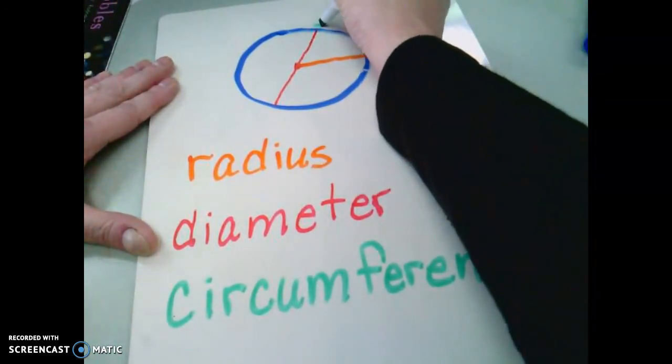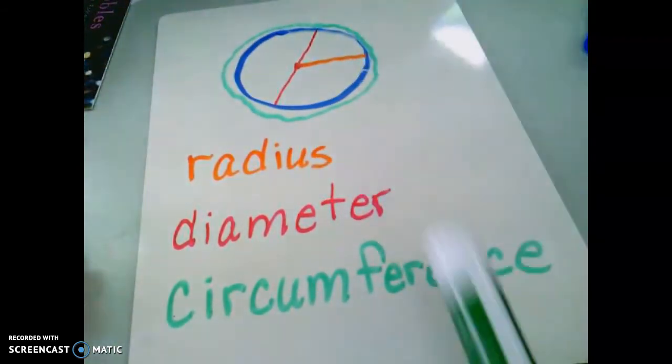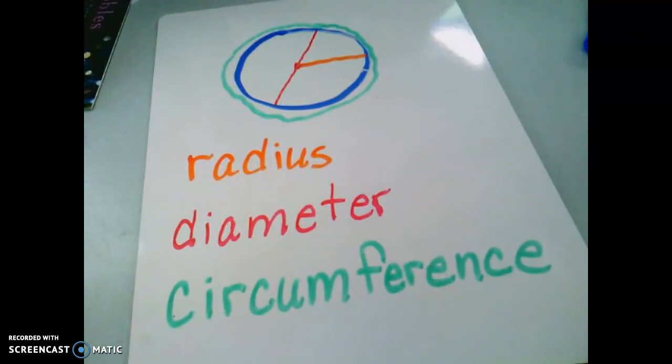Circumference is all the way around, and I'm not doing this perfect, all the way around the circle. So those are the 3 terms you're going to need to figure out the next page of problems.